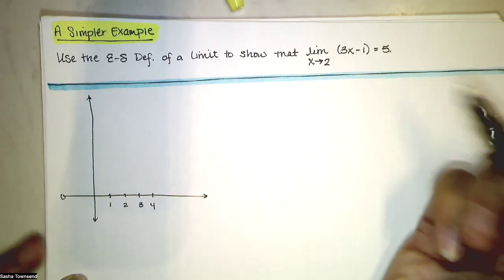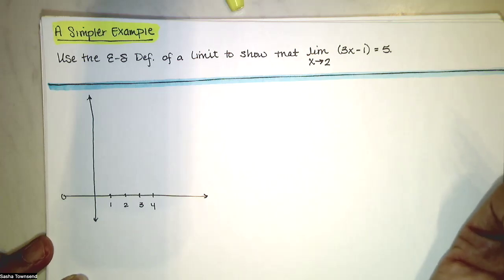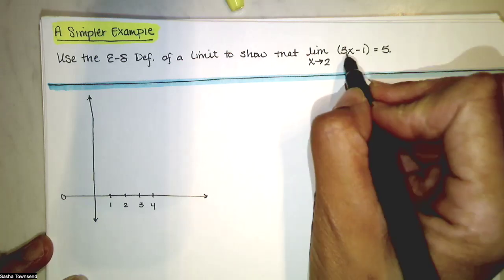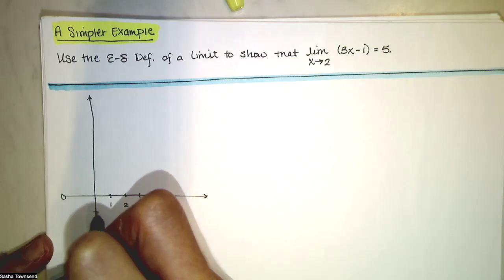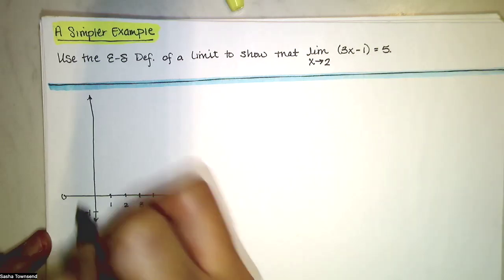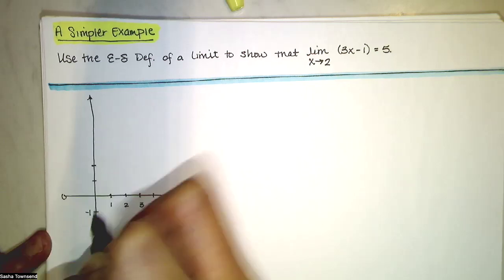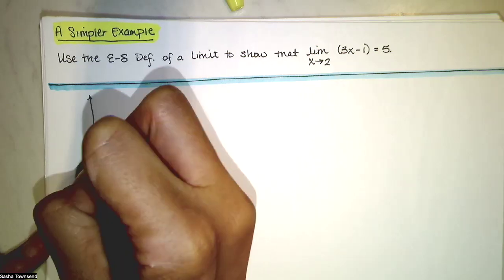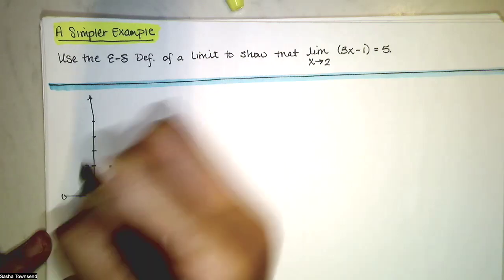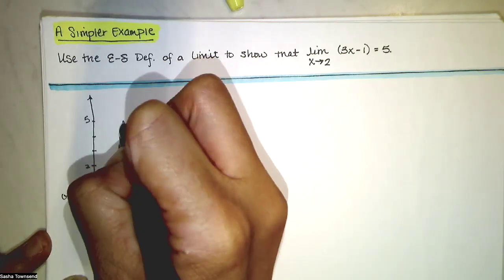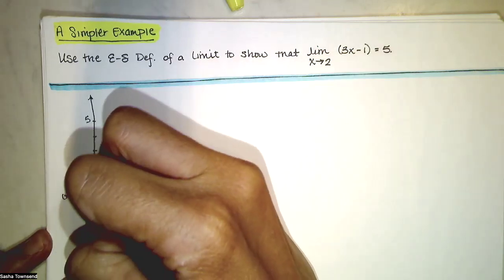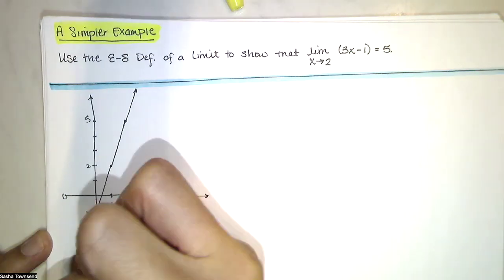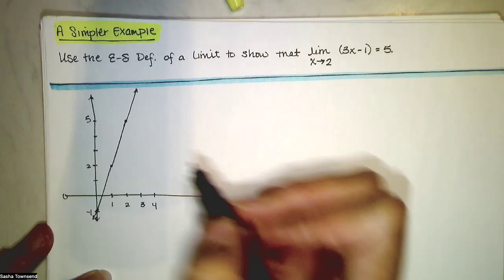I'm interested in the limit as x approaches 2 of this particular function. It's just a linear function, and the function is y equals 3x minus 1. So when x is 0, y is -1, and then it has a slope of 3. So we start here, and then we go up 3 and over 1. Then we go up 3 and over 1 again. So that is our function.